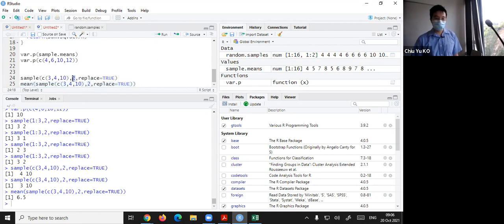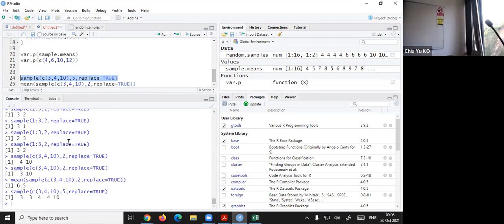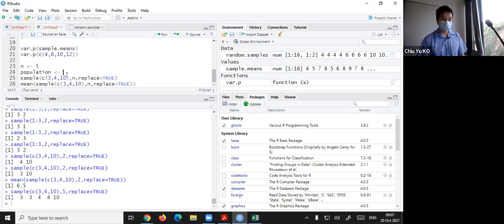Just to remind you, this need not be 2, it can be 5, it doesn't really matter. This is the sample size. To make your life easier, you can say n is equal to 5, and use n here. And to make our life easier, we can say the population is this. Later we can change our code for more complication.